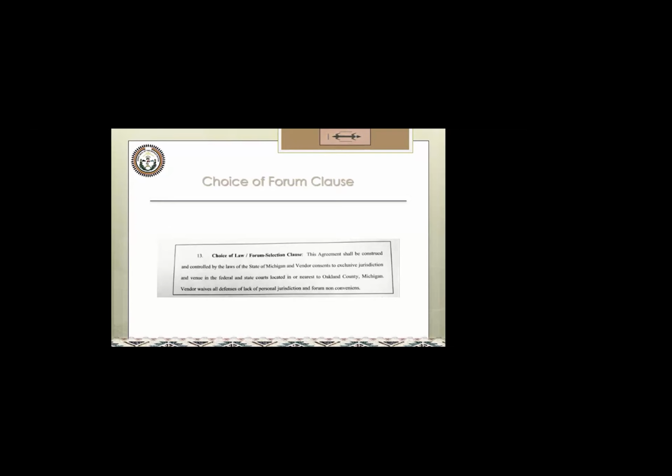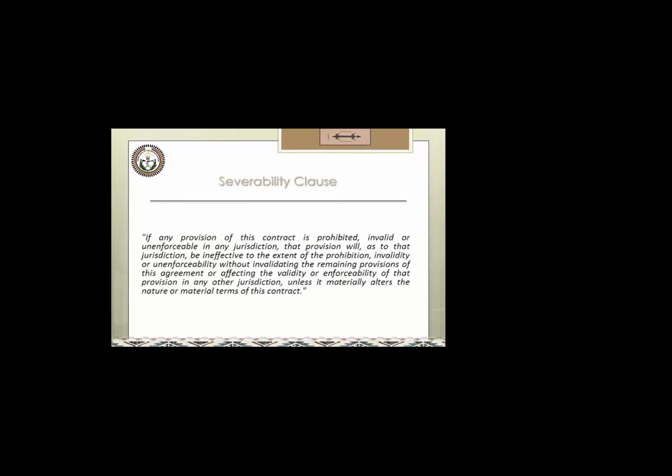Now, you can get that specific with some of these provisions. It's up to you, right? You can just say, hey, look, Navajo law applies. Any disputes will go into Navajo court. Can be as simple as that. Or you can get as specific as this. Hey, look, Michigan laws are going to apply. You consent to exclusive jurisdiction. You waive the defense of lack of personal jurisdiction because you can't raise that as a defense, and it's going to go into a court located in or near Oakland County. It's very specific. So you can see that there's different ways to go about this.